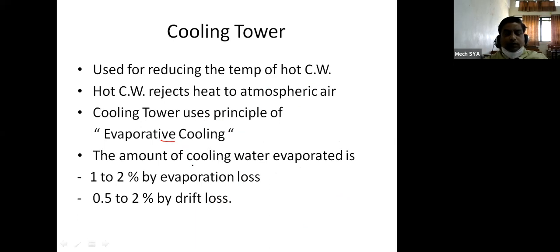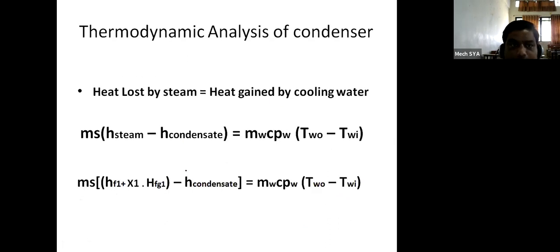Evaporative cooling means whatever heat is required for evaporation, the latent heat required for that water, it will take from the steam and get evaporated. For thermodynamic analysis, heat lost by steam is equal to heat gained by cooling water. So Ms (H steam minus H condensate) is equal to Mw Cpw into Tw. Ms into (Hf1 plus X1 Hfg1 minus H condensate) is equal to Mw Cpw Tw. And Mw upon Ms will be the cooling ratio.